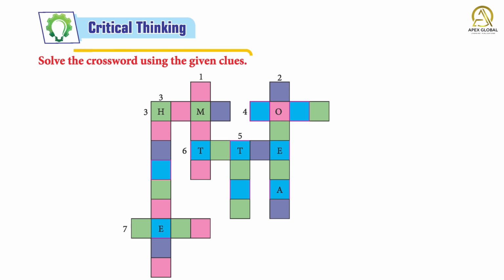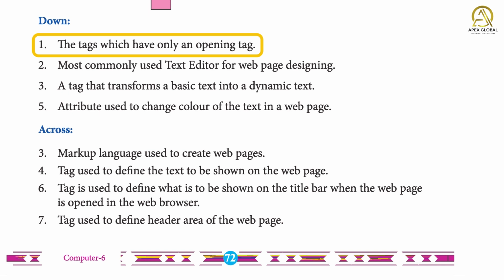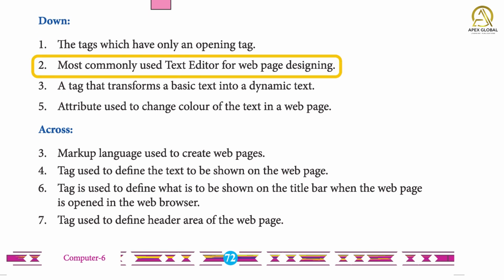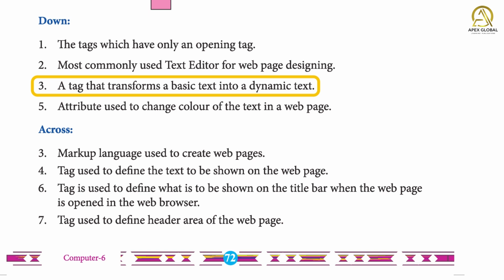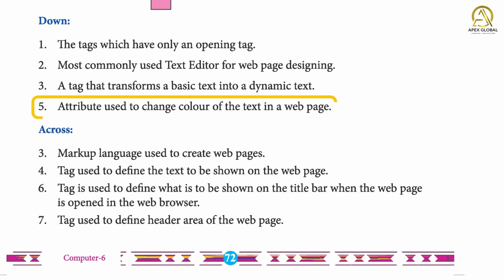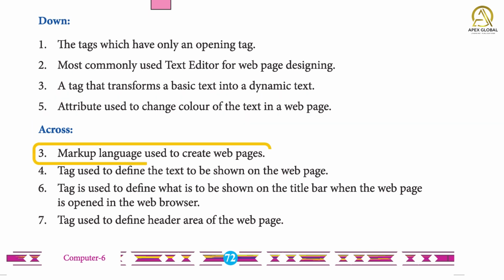Critical thinking. Solve the crossword using the given clues. Down. 1. The tags which have only an opening tag. Answer. Empty. 2. Most commonly used text editor for web page designing. Answer. Notepad. 3. A tag that transforms a basic text into a dynamic text. Answer. Hypertext. 5. Attribute used to change color of the text in a web page. Answer. Tag.